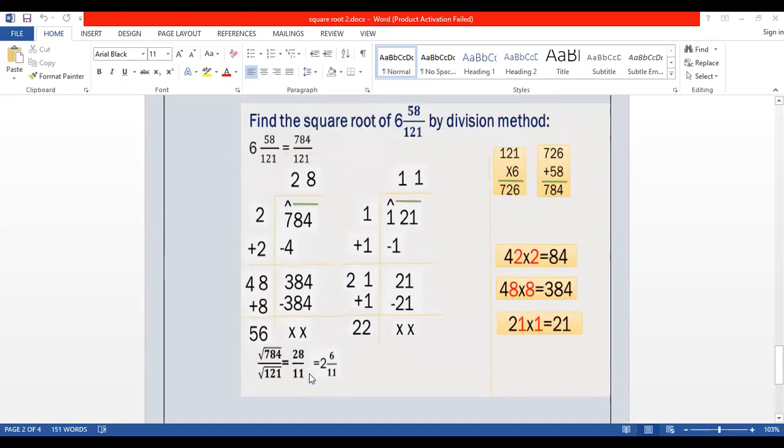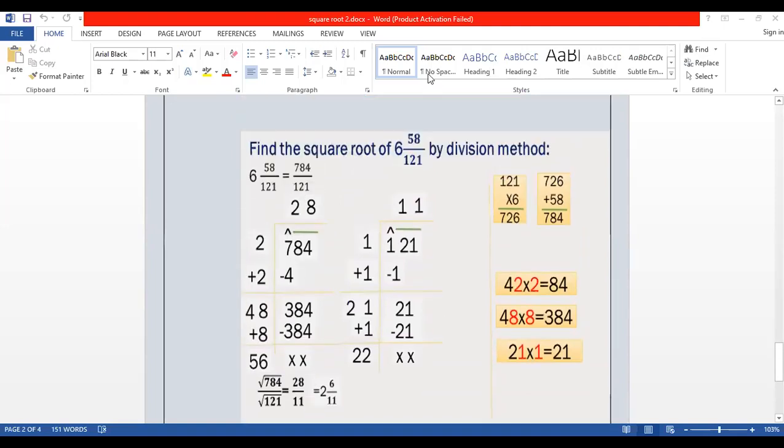I hope that today's assignment is clear to you. Is there any question related to today's assignment? Yes, Aisha, Abdullah, is there any question related to today's assignment?